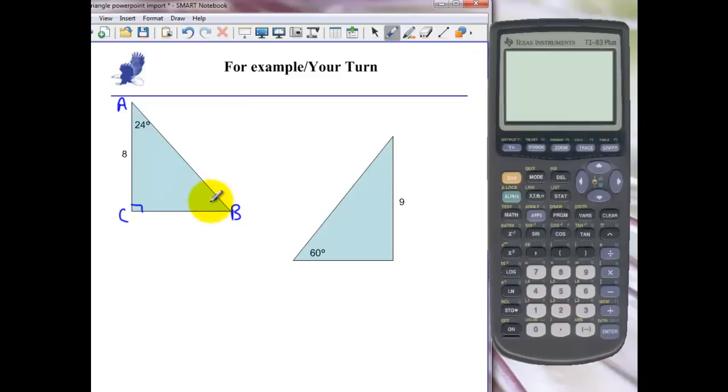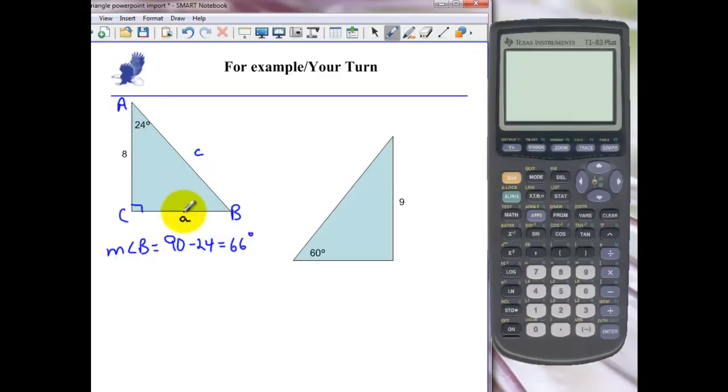So how do we figure out angle B? Well, we know these two angles. Since this one's 90, these two angles, so that we get a total of 180, have to equal 90 degrees. So we know the measure of angle B is going to be 90 minus 24 degrees, which is 66 degrees. Now we need to find side A and side C.